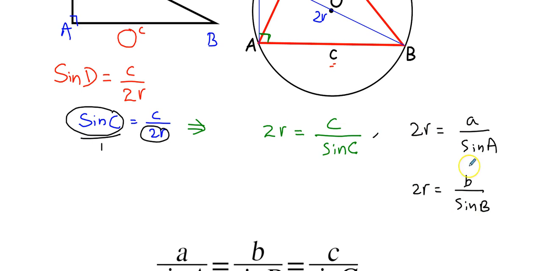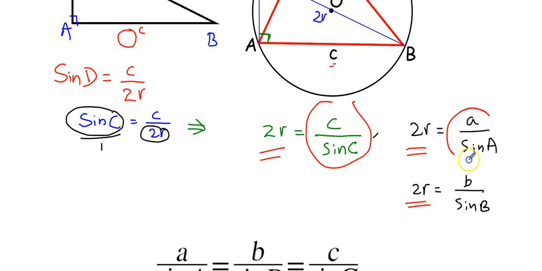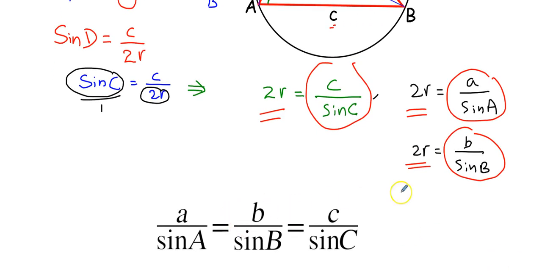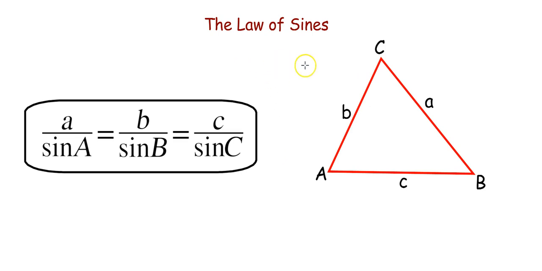So in all three ratios, or equations you can call them, we see that the left hand side is 2r, 2r and 2r. Now if the left hand sides are the same, those right hand sides have to be equal. That is, a over sine A must be equal to b over sine B, and that is equal to c over sine C. This is nothing but the law of sines.